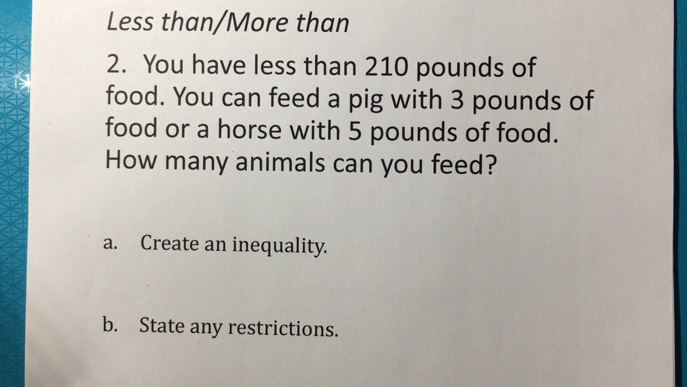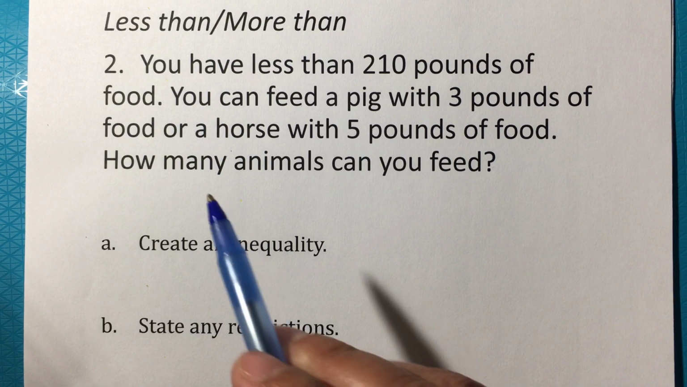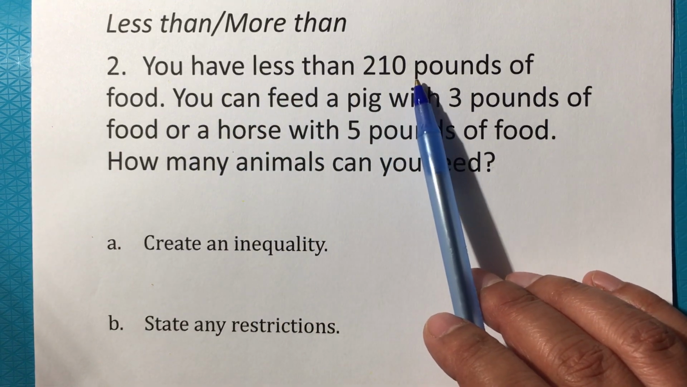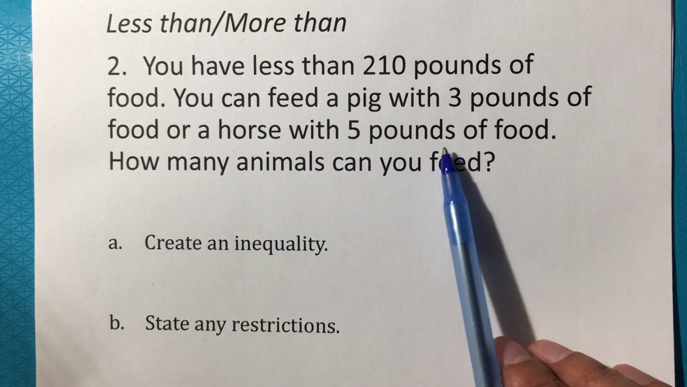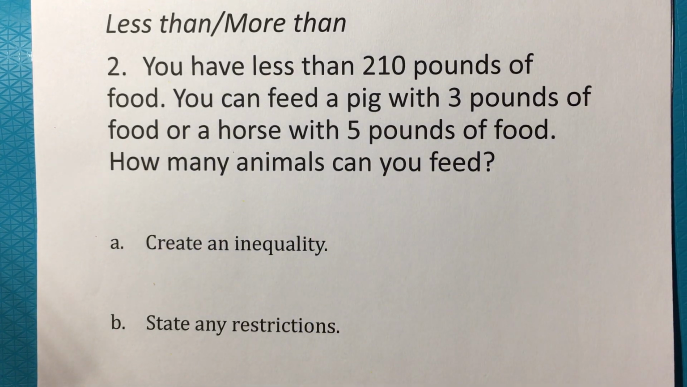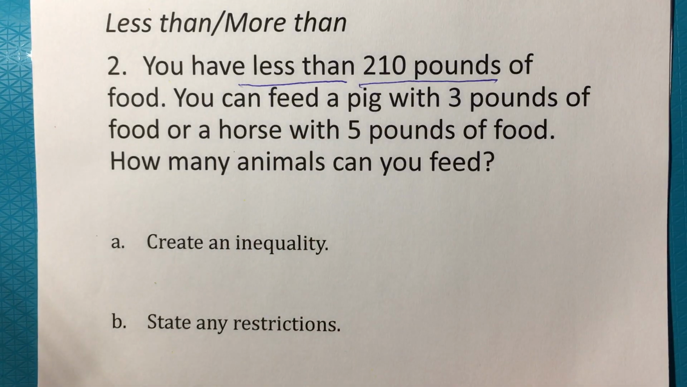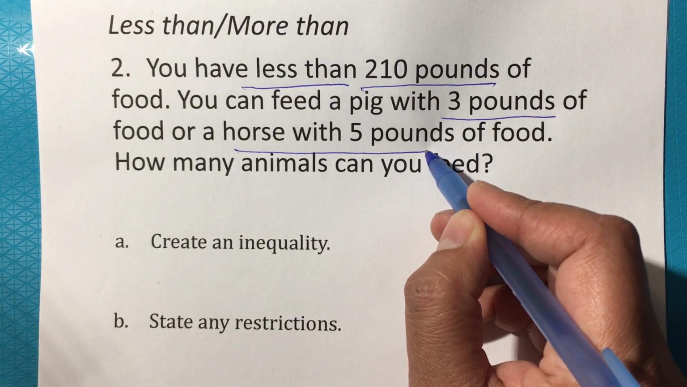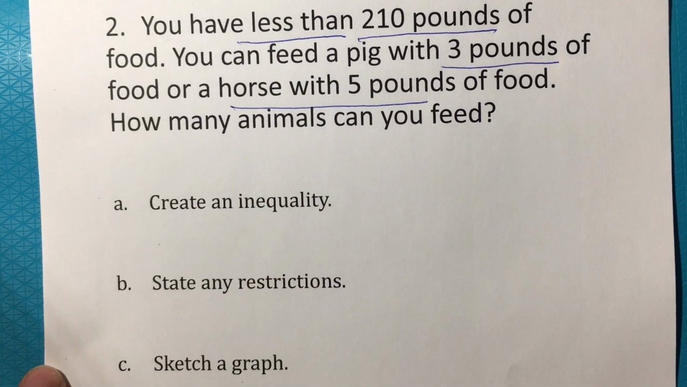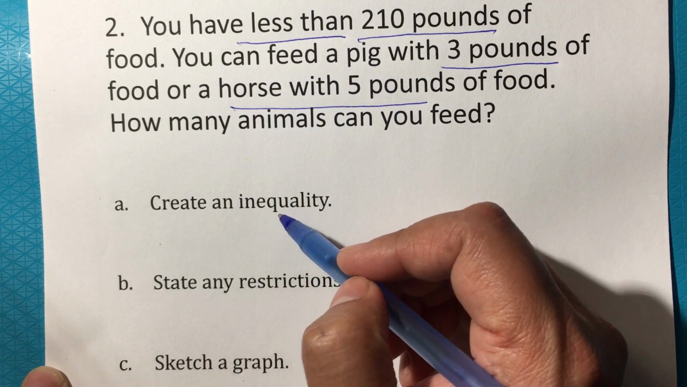And so you will see here that it doesn't say use exactly that amount of money or food or time. It says you have less than 210 pounds of food. You can feed a pig with 3 pounds of food or a horse with 5 pounds of food. How many animals can you feed? So you have less than that. It says create an inequality. First of all, we're using the words less than, so that already gives us the idea that it's an inequality.